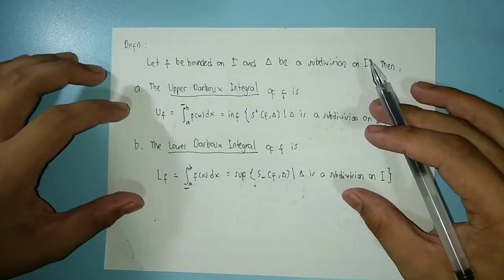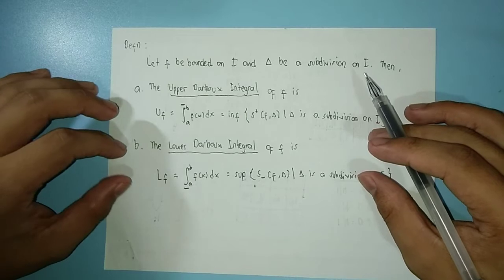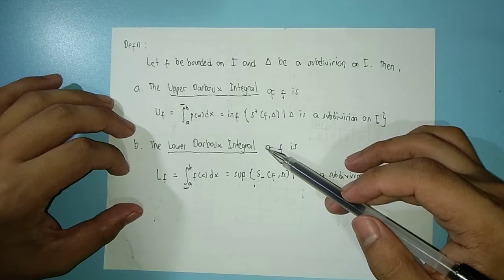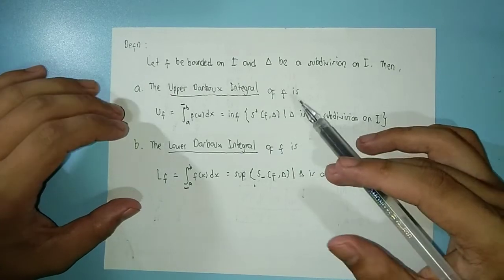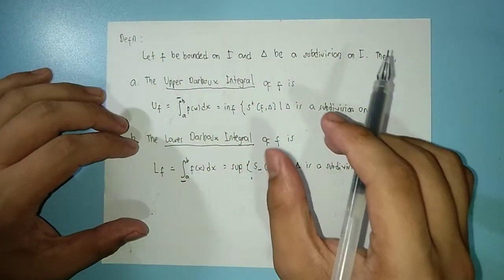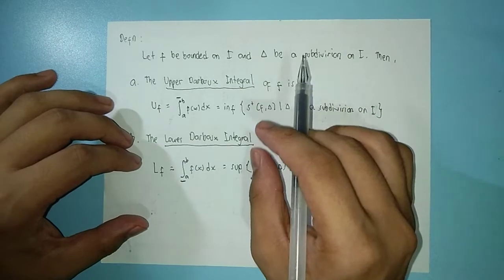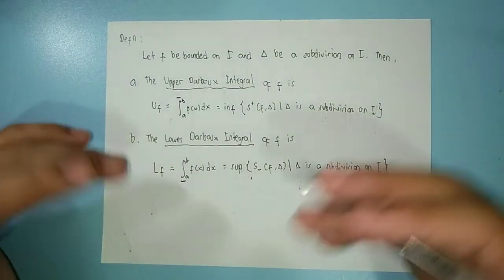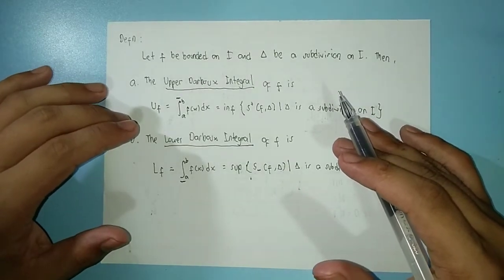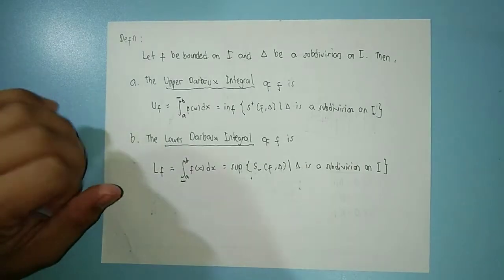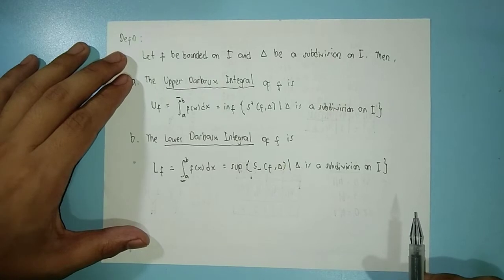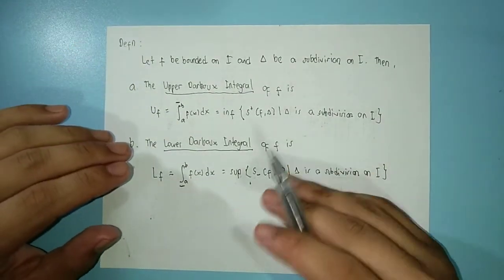Kumbaga, parang pinaglalapit niya yung value ng upper Darboux integral tsaka lower Darboux integral. Okay? Pinaglalapit ng definition nila. Okay? Kumbaga, parang ang goal nito dapat mag-equal sila hanggat maaari. Okay? Kasi may reason yan. Masasabi kasi natin na ang isang function ay Darboux integrable kapag yung upper Darboux integral ay nag-equal sa lower Darboux integral. Okay? Pero i-discuss na natin yun sa susunod.